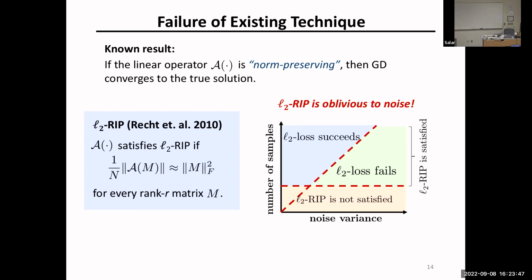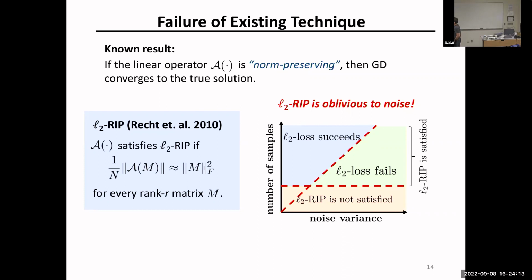Yep. What's the norm for A of M? This is the two norm. This is a vector. This is a linear operator. The output is an M dimensional vector. M is the number of measurements. So this is the summation of squares. Okay, not squared. Yes. Any other question?